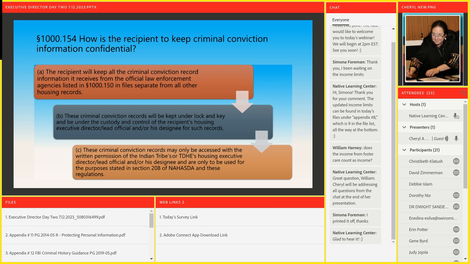I had a designee because I was out of town sometimes and we didn't want everything to come to a grinding halt. If you have a designee, which you should have one, make sure that it reflects that in the records of your board meeting minutes, okay? The only other person that is allowed to see that criminal conviction record can be only accessed with the written permission of the Indian tribe or TDHE's housing executive director, lead official, or designee, and are only to be used for the purposes stated in Section 208 of NAHASDA and these regulations.